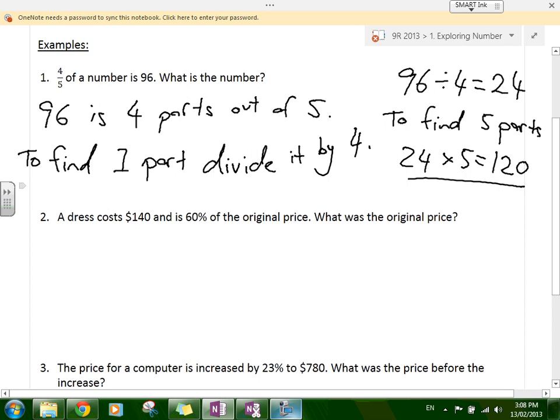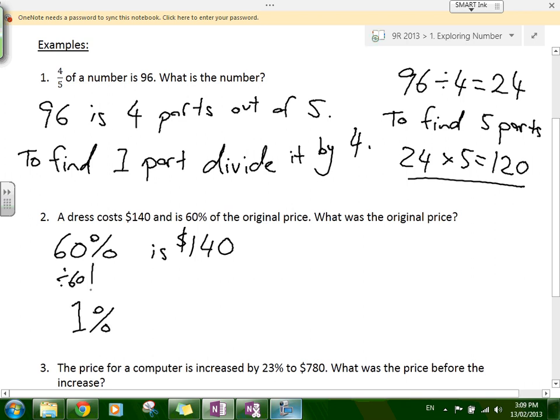Again, we say this dress is $140, which is 60%. So the question is, how do I find what 1% is? If 60% is this price, if I divide it by 60, I'll find what 1% is. So 60% is $140. If I divide this by 60, that's 1%. I've got to do the same thing for this. I divide it by 60, what do I get? 140 divided by 60.